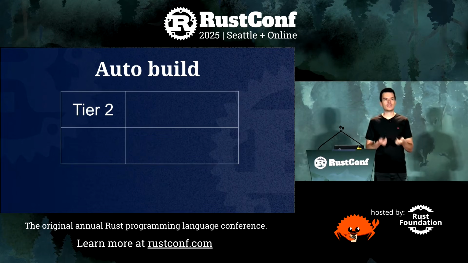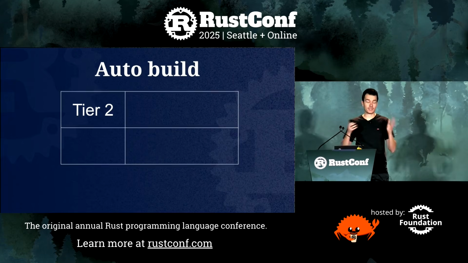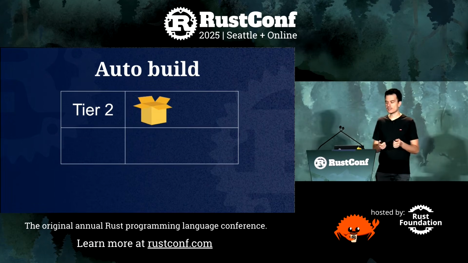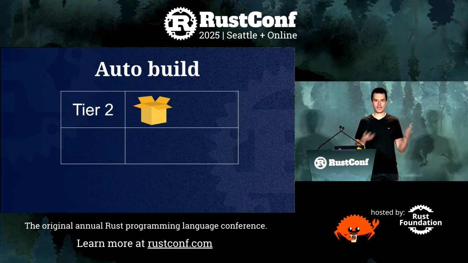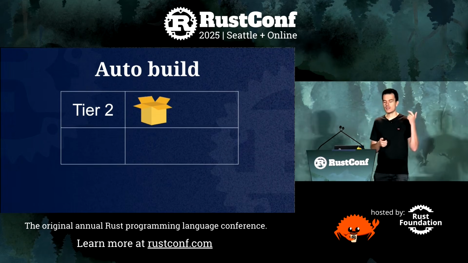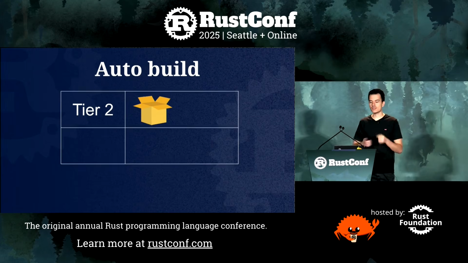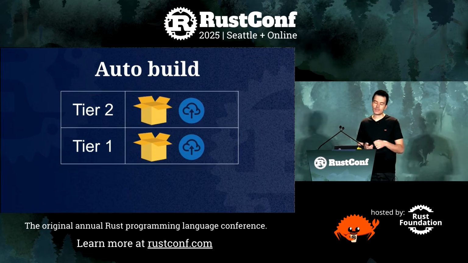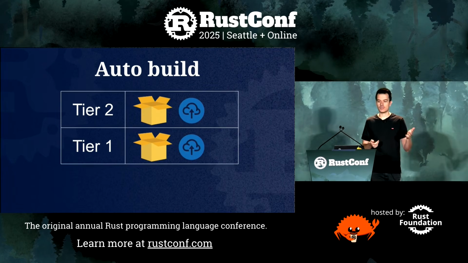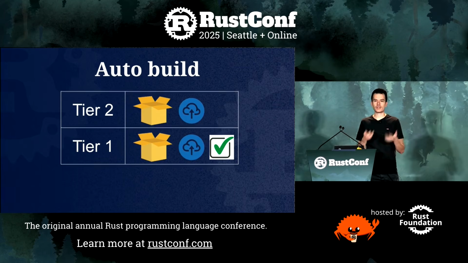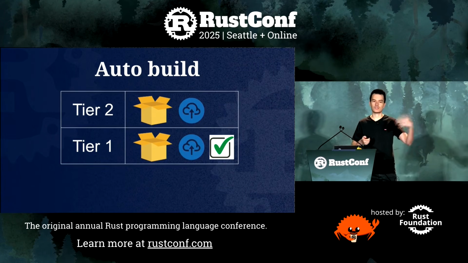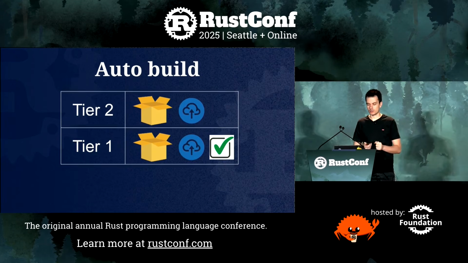So what the auto build does depends on the importance of the target. For tier 2 targets, we build all the artifacts, like the Rust compiler, Cargo, Clippy, and so on, and we upload them to the cloud where we can download them via rustup. For tier 1 targets, we do the same, but we also guarantee that we run all the tests in the Rust repository, like the tests of the compiler and so on.